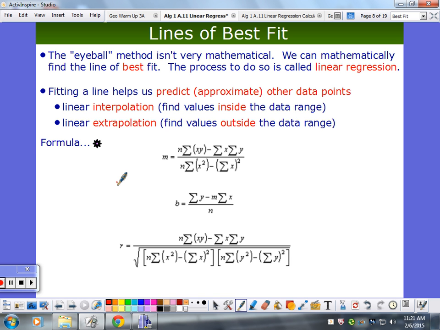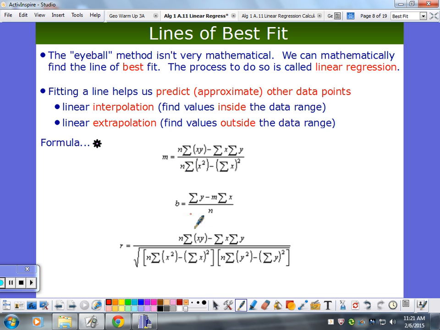Here's the equation. So you want to find slope. N is your number of points. You're going to add together the sum of all the points multiplied together. You're going to subtract the sum of the x's times the sum of the y's. You're going to divide by n times, again, number of points, the sum of your x's squared minus the sum of all the x's squared. That's going to give you m.